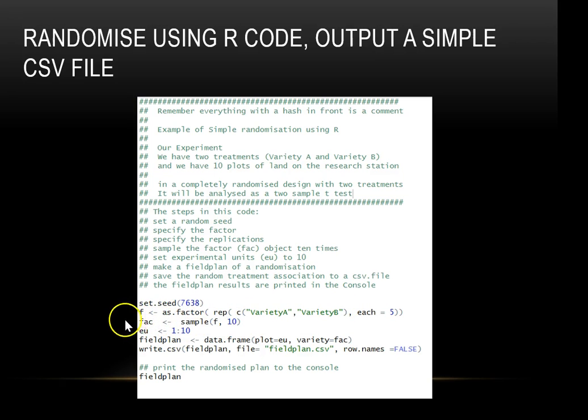Then we sample that. So when we sample it, this is where the randomization comes in, and then we sample it 10 times, and then we will just have our experimental units 1 to 10, and we'll ask it to print out the data frame using our plot, our experimental unit, which is a plot, and our variety, which we've already assigned here. So don't worry about the detail, just understand how it works for your particular small experiment. We're then going to write a CSV file, and we're going to say I want the field plan to be written, and you can also have it written as a CSV file. So in this case, we will then print the randomization to the console and we'll be able to see it.